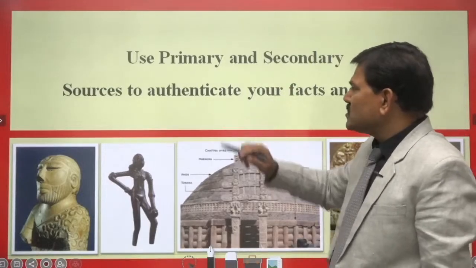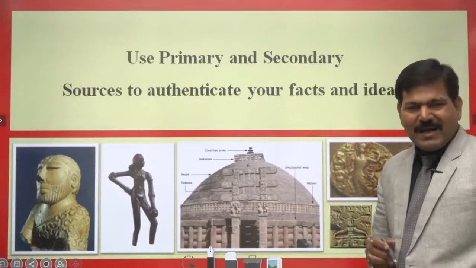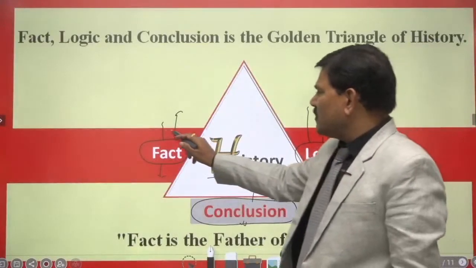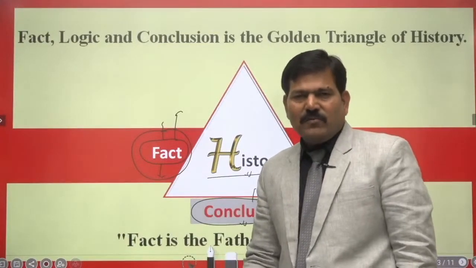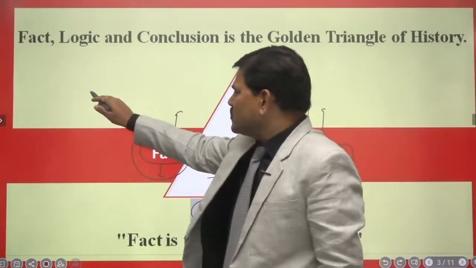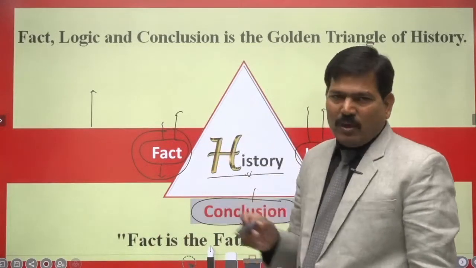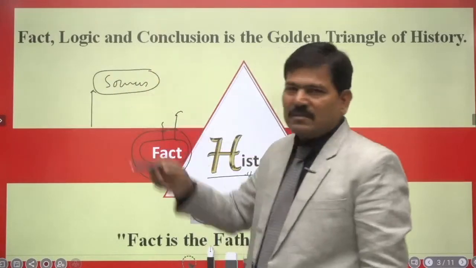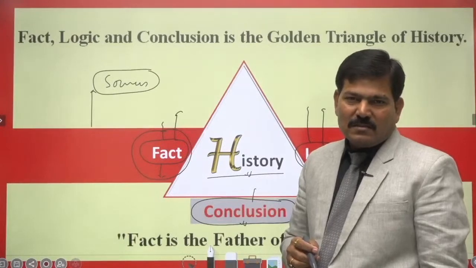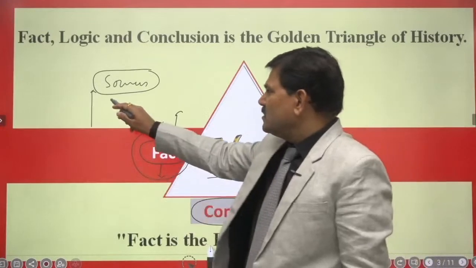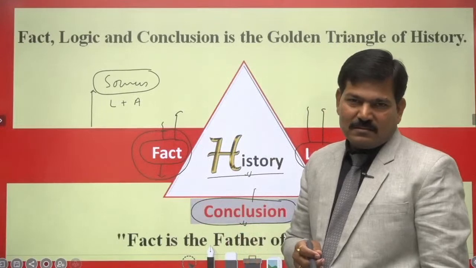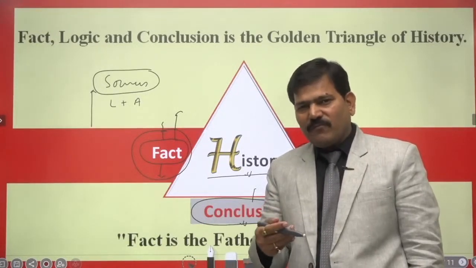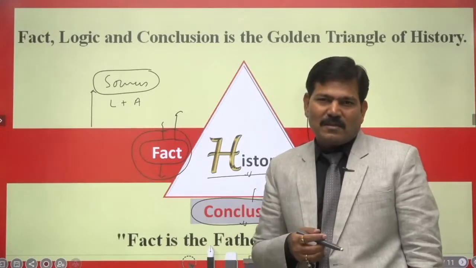Use primary and secondary sources to authenticate your facts and ideas. As a student of history, whatever you are writing, you will have to write on account of the facts. But whenever you are writing about the facts, you will have to care for one thing: sources must be considered while writing. Sources are of two types: literary and archaeological. While you are writing history with the help of a fact, your facts should be supported with a proper source.